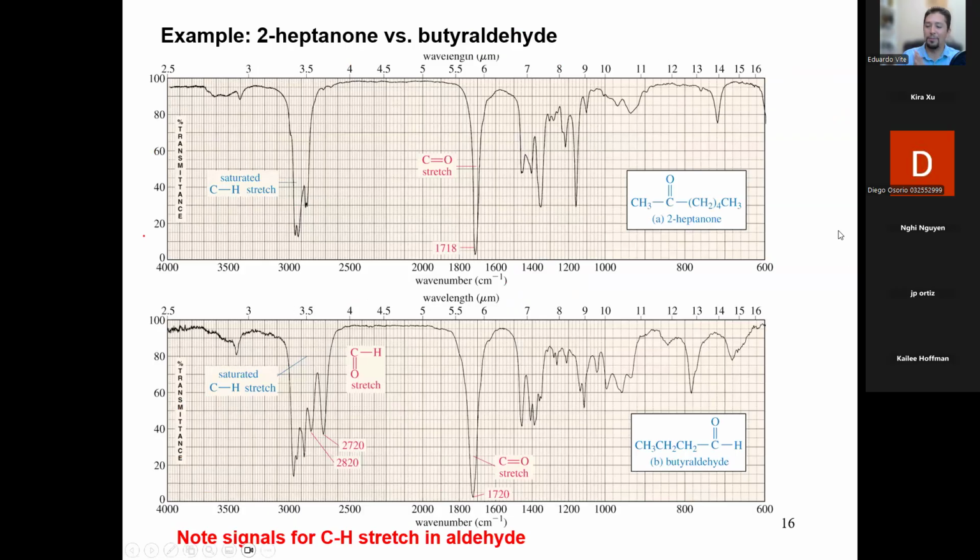Okay, so here's an example. We have 2-heptanone and we have butyraldehyde. Both of these are carbonyl compounds. You see, I am circling the carbonyl in red. However, one is an aldehyde and one is just a ketone. How do I know? Because of the nomenclature. How do I know? Because of the structure.